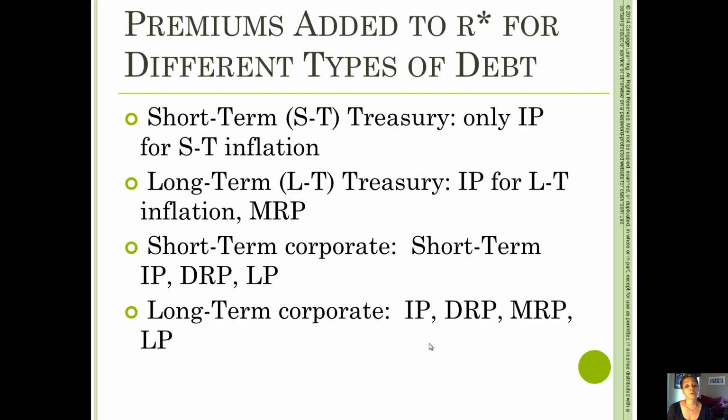So if we have a short-term corporate, we're going to take R star and add inflation, because we have to add that to all four, and DRP and LP. But if it's a long-term corporate security, we're going to add all of the premiums: inflation, default, maturity risk, and liquidity risk.